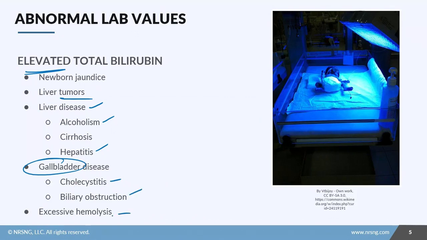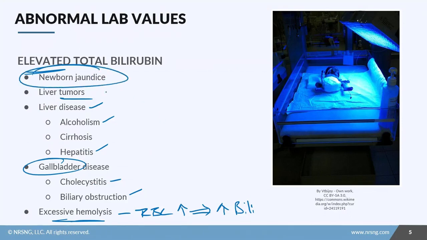Remember that the heme is attached to your red blood cells. So if you have increased destruction of the red blood cells, and bilirubin can't keep up with breaking that heme down, you're going to have an increase in your total bilirubin as well. So excessive hemolysis, like an autoimmune disease causing an excessive breakdown of those cells, is going to increase that. Most commonly, you're going to see this in newborns, though.